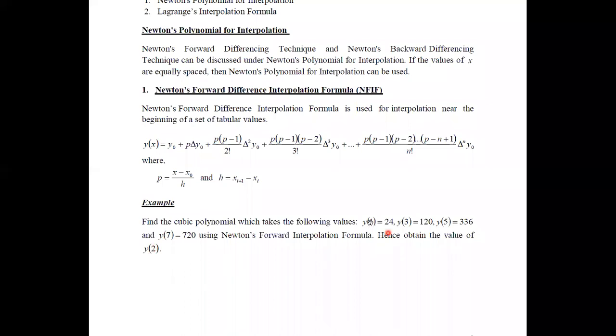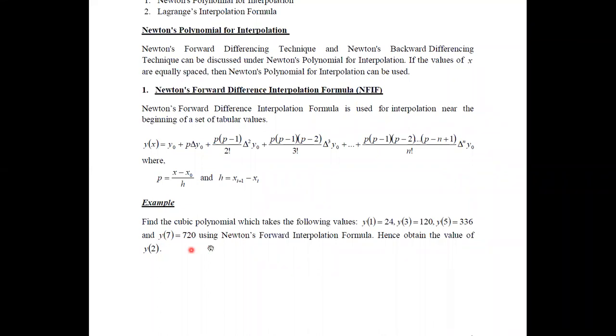If you see this set of values and if we tabulate it, I will discuss these things in the example. Here you can see it is the first value, third value, fifth value, and seventh value. The value of y where x equals 1 is 24. The value of y where x equals 3 is 120. The value of y where x equals 5 is 336, while the value of y where x equals 7 is 720.